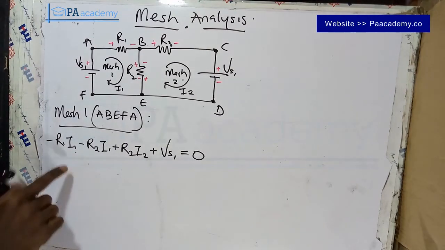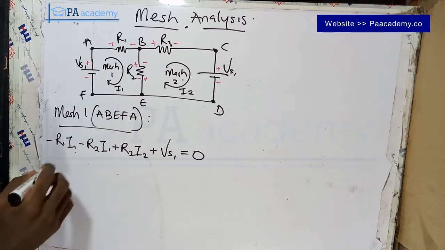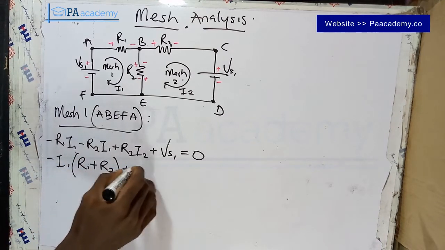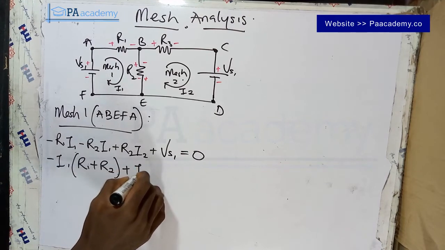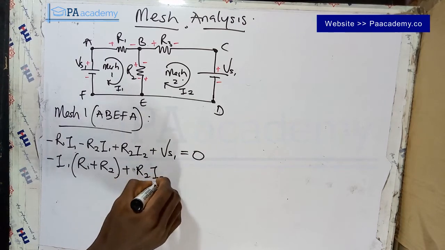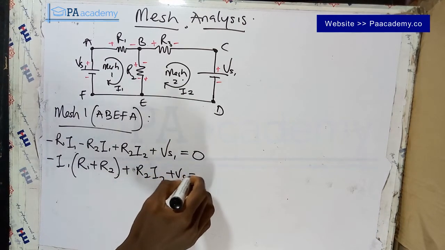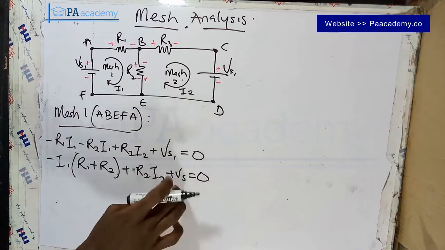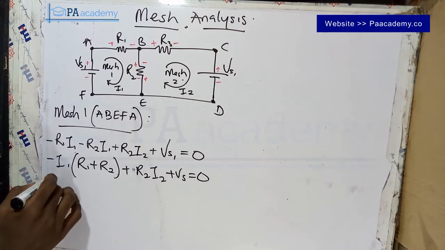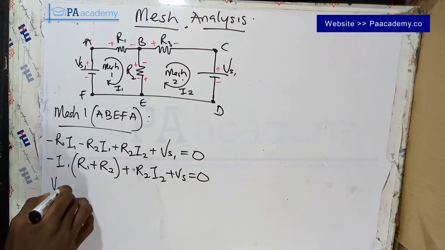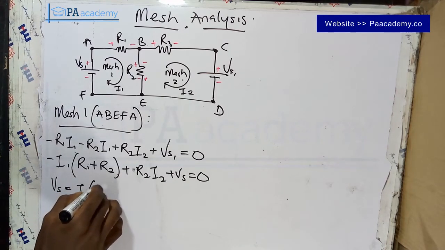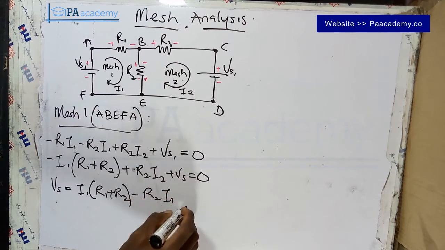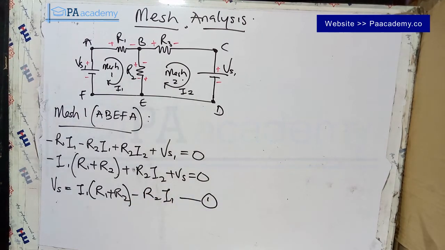Alright, so if you simplify this further, since I1 is common here, we can bring it out, having minus I1 into brackets R1 plus R2, plus R2 I2, plus Vs equals to 0. I want this Vs on the other side of the equation, and I want it to be positive. So doing that, I'm going to have Vs equals I1 into brackets R1 plus R2, minus R2 I2. And let's take this as our equation 1.